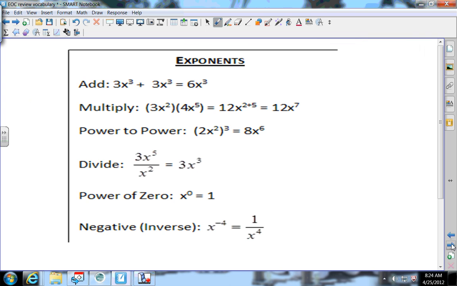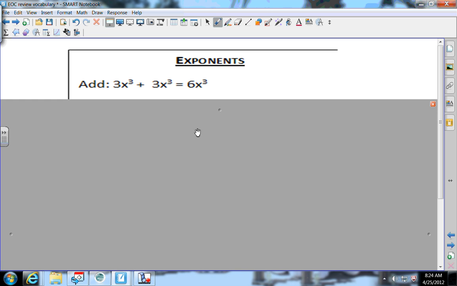All right, next, let's look at this on the exponents. Now, I think on your paper there might be a couple things different, like on the divide part. So let's look at these one at a time. Okay, first, when you are adding, you do not do anything with those exponents. This is saying I've got 3x to the third plus 3x to the third. That means when you're adding them, all you do is add the coefficients. The exponent stays the same.